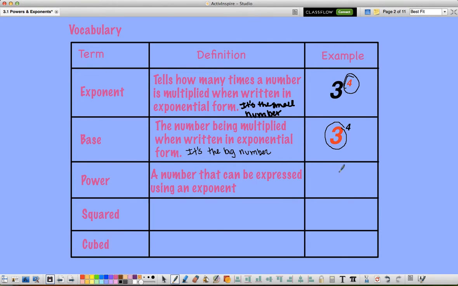Power. So power is a number that can be expressed using an exponent. So what this means is 8 would be a power, because 8 is a power of 2. So if you take 2 times 2 times 2, or 2 cubed, you get 8. So 8 is a power of 2.